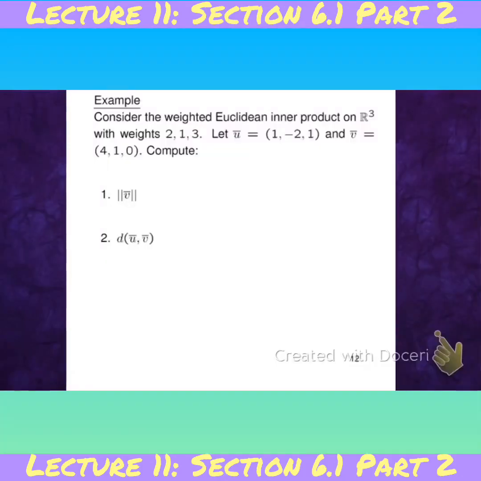Right, just one more example. Consider the weighted Euclidean inner product where the weights are 2, 1, 3 respectively, and the two vectors u and v are given, and we are asked to quickly calculate the norm of v. So the norm of v, we said, is the square root of the inner product of v with itself.